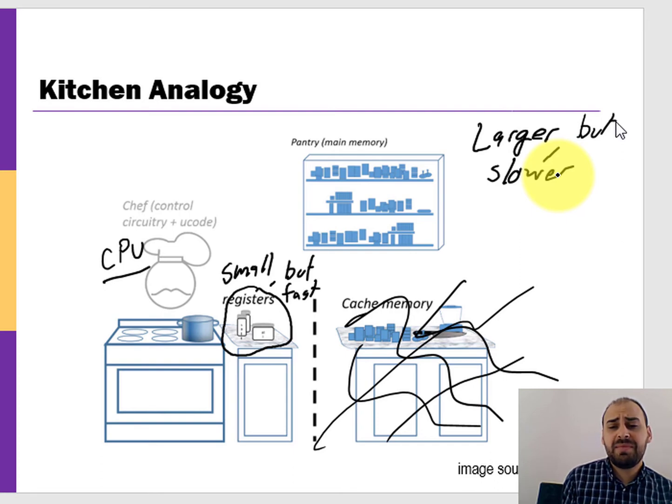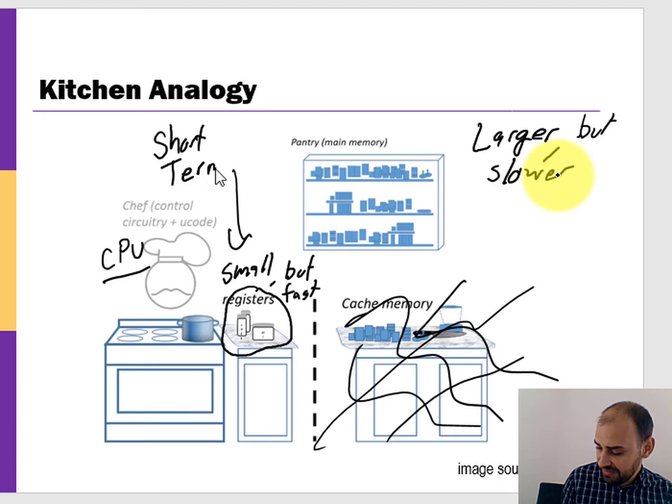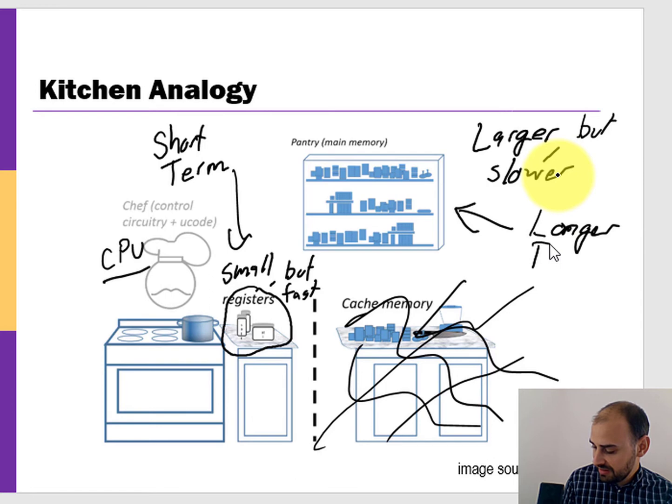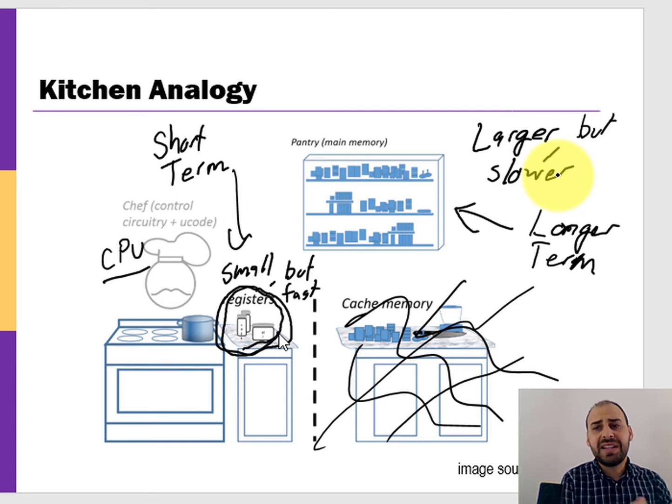The whole goal is to keep the stuff that's needed short-term here, and longer-term ingredients there. You only have a certain amount of space to store things. So the things you need readily available should be on the counter, and stuff you don't need right away you can keep in the pantry and come grab when you need it. That's the same idea when it comes to registers and memory: you keep the stuff you need right in the CPU, where you're working.